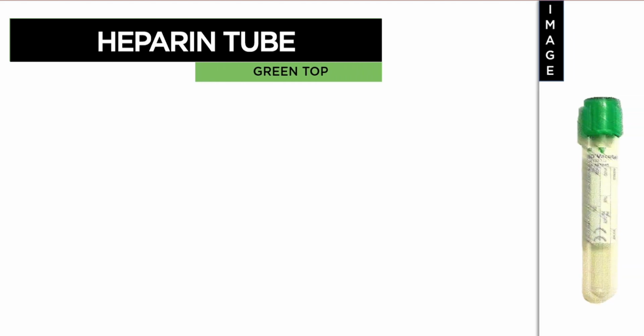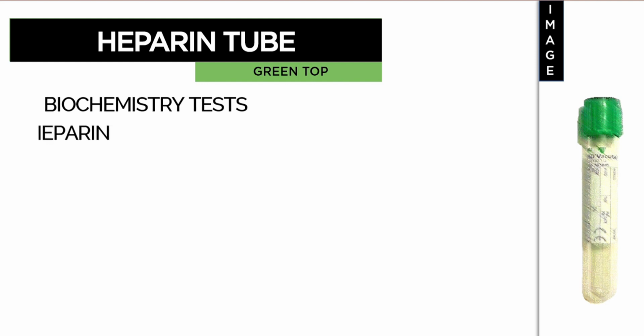Next on the list are the heparin tubes. They have green top. Here is an image. They are used for biochemistry tests which requires heparinized plasma or whole blood for analysis. That said, this contains heparin, which acts as an anticoagulant. After collection, it has to be inverted 8 to 10 times.